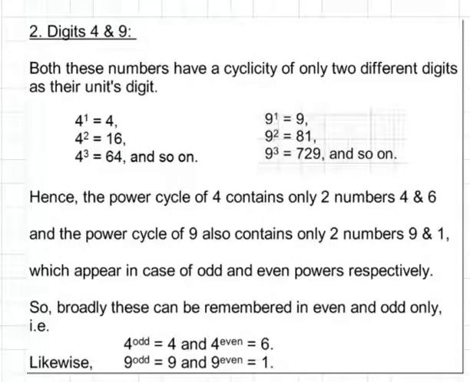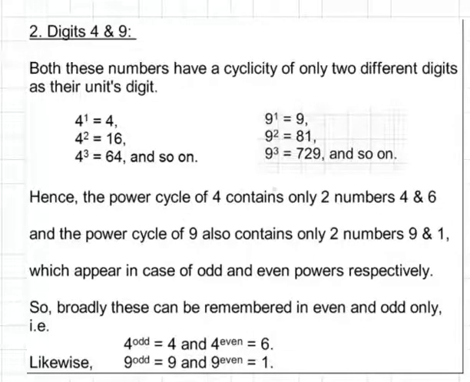9 power 1 is 9, 9 power 2 is 81, so it's going to end in 1. Again, 9 power 3 is 729, so it's going to end in 9. The next number is 9 power 4, which is again going to end in 1. So therefore, you know that there are only two different units digits you get whenever the last digit is 4 or 9. That is what you can see here.